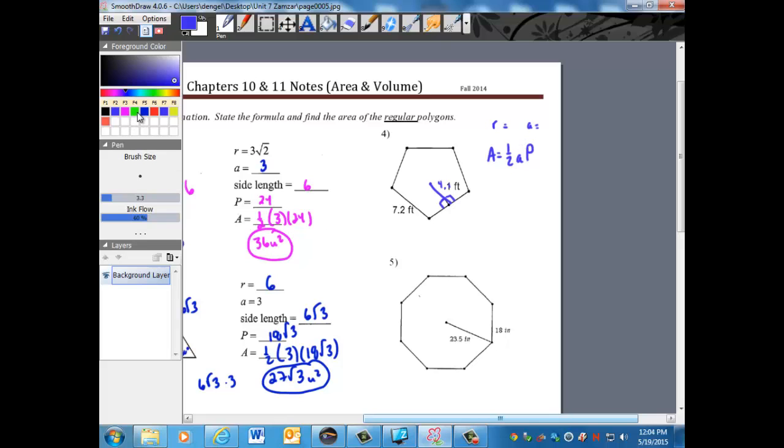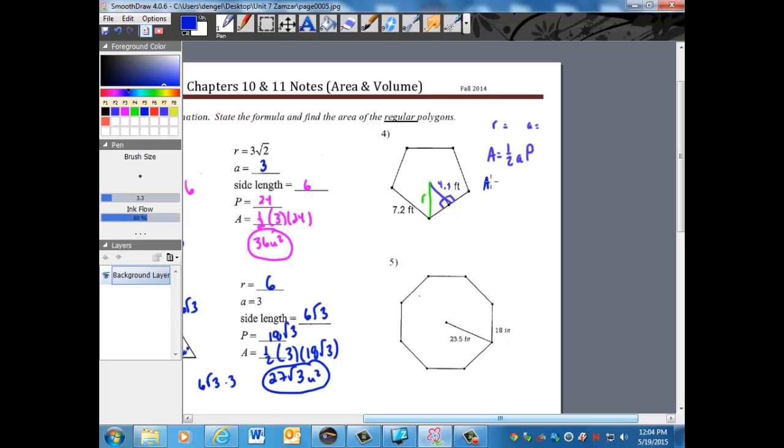Alright, let's think about this. 4.1, is this an apothem or a radius? Hopefully you know that this is not a radius. This would be the radius, okay? The reason why 4.1 is our A is that it creates a 90-degree angle here and here.